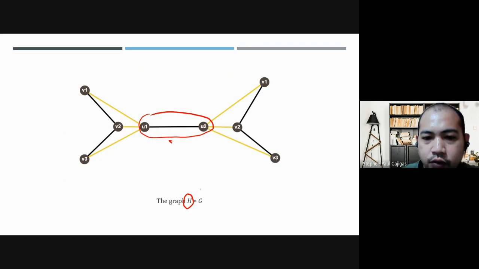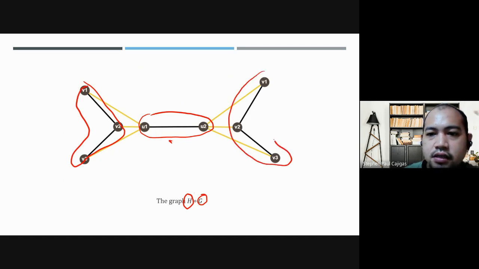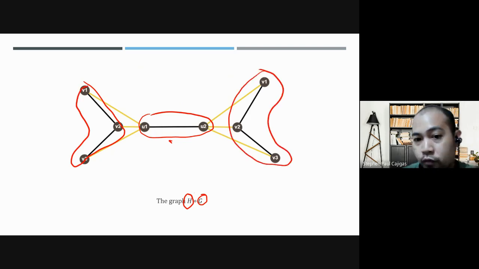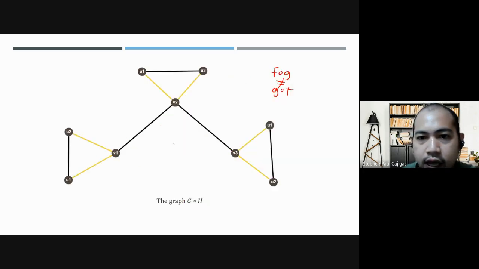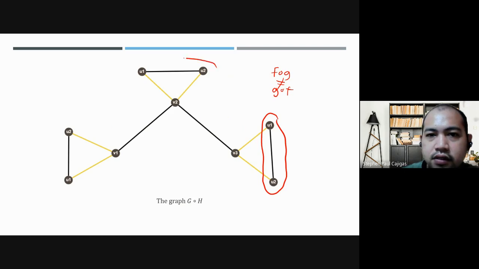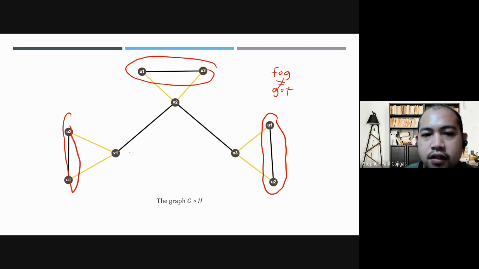Then the second graph shows the copies. So here is G. We see two whole copies of G because we have 2 vertices of H. And here we have 3 copies of H because we have 3 vertices of the graph G.